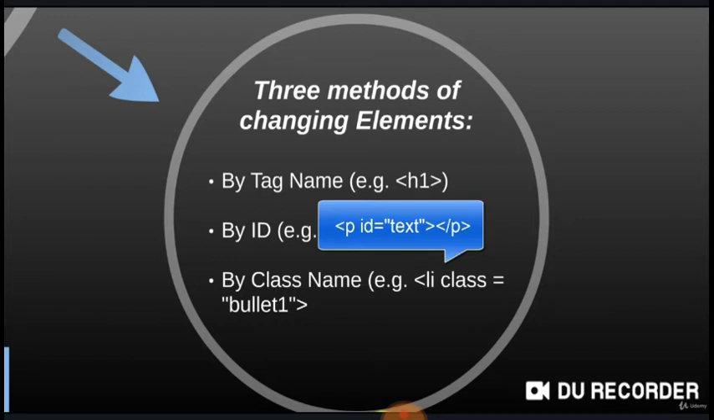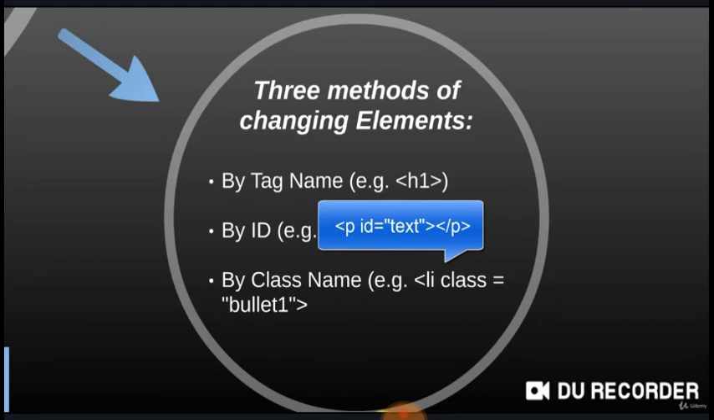If we wanted to change a specific element, we can refer to it using an ID. For example, we can assign the ID equals text to a paragraph element. So p ID equals text. We can then modify the element or any of its attributes using JavaScript.